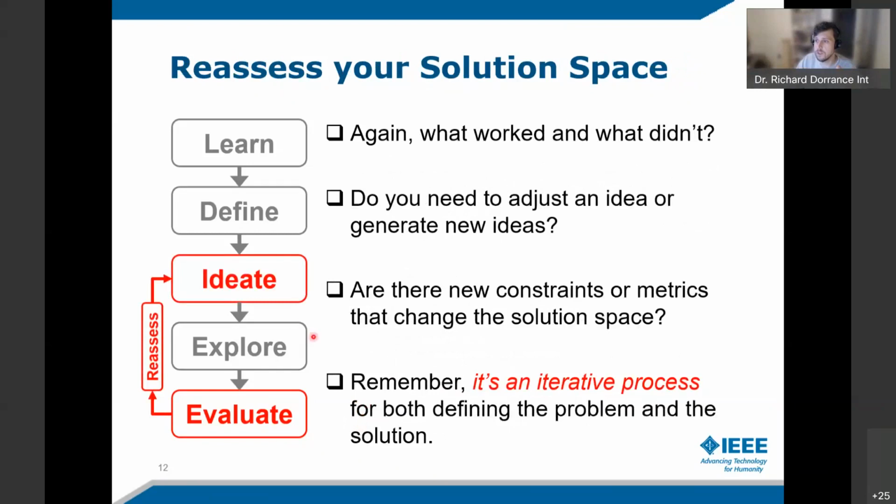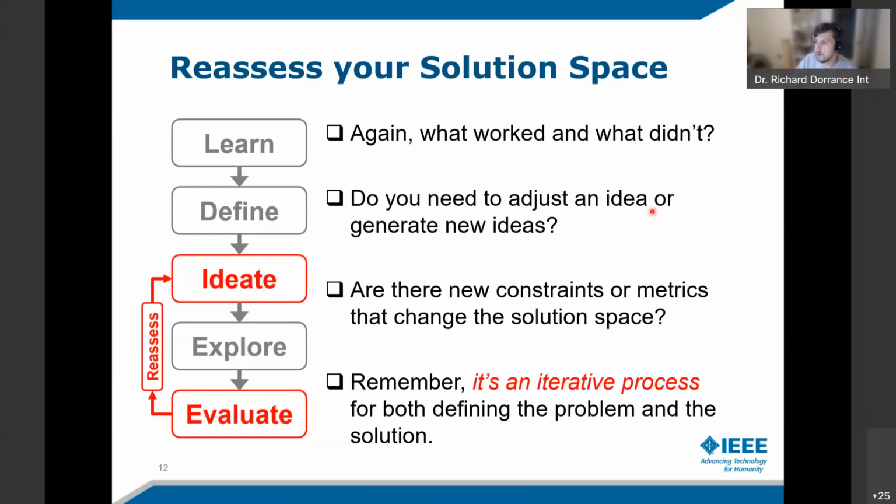again within this learn, define, ideate, explore, evaluate phase, it provides another good place to loop back and reassess the solution space and the ideas that you had generated. So again, this is a great time to ask yourself what worked, what didn't work. Do you need to adjust the idea that you were working on? Did it hit your intended goals? Did it fall short a little bit? Did it deliver all the performance you need, but it's just too expensive?